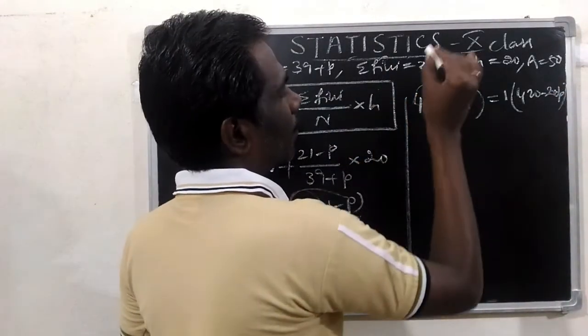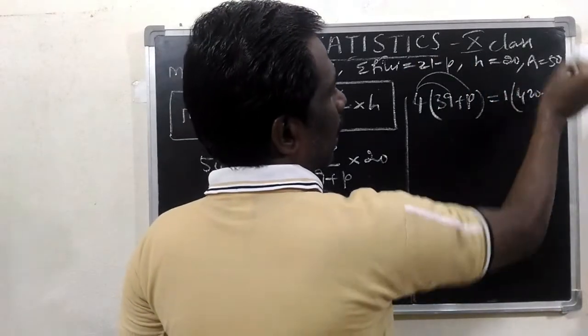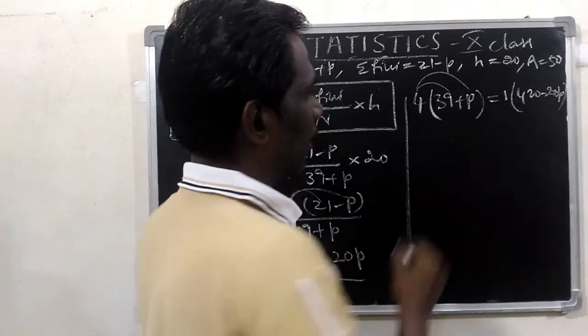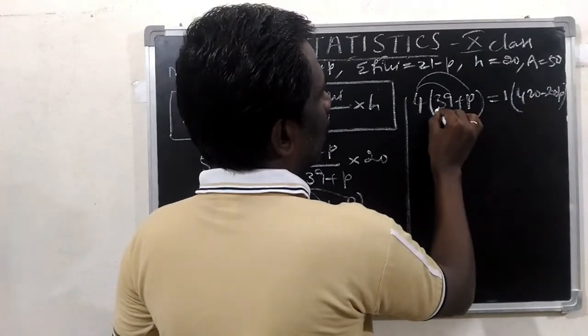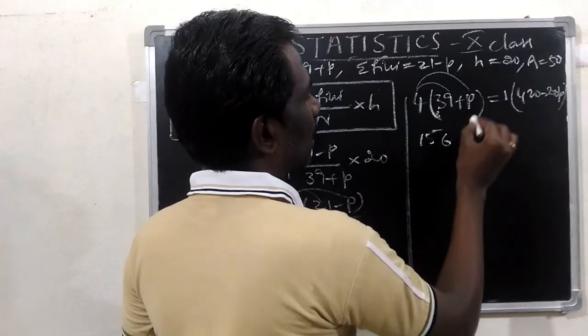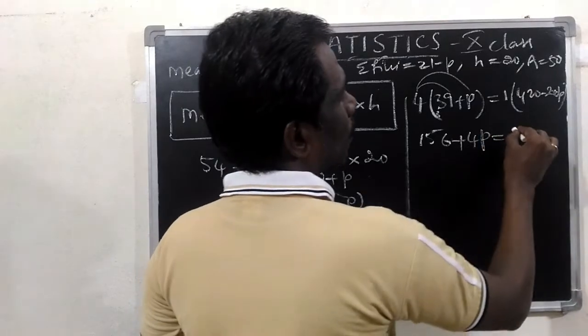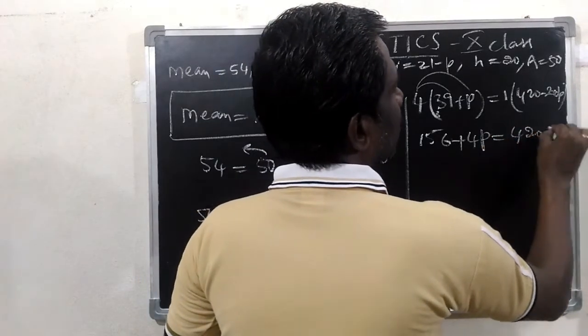And 4 multiplied with 39, again 4 multiplying with p, and 1 multiplying with 420 minus 20p. So 4 9s are 36, 4 3s are 12, 12 plus 3 is 15, plus 4 into p is what? 4p is equals to 420 minus 20p.